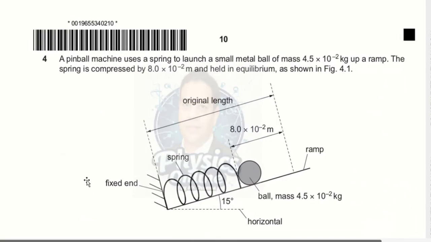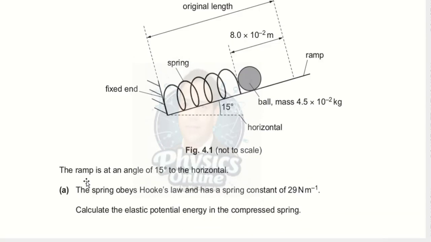Question 4. A pinball machine uses a spring to launch a small metal ball of mass 4.5 times 10 power negative 2 kilogram up a ramp. The spring is compressed by 8 times 10 power negative 2 meter and held in equilibrium as shown in the figure. The ramp is at an angle of 15 degrees to the horizontal. The spring obeys Hooke's law and has a spring constant of 29 newton per meter. Calculate the elastic potential energy in the compressed spring.